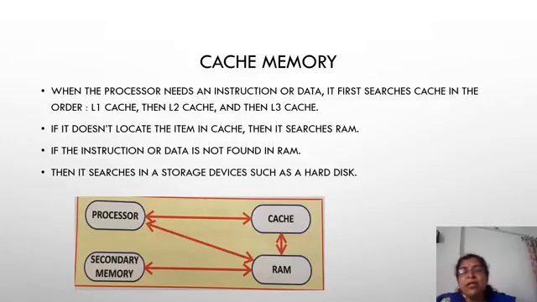Now, how does cache memory work? When the processor needs an instruction or data, it first searches cache in the order level 1, level 2, or level 3, whichever cache memory is there. If it doesn't locate the item in cache, then it searches RAM. If the instructions or data are not found in RAM, then it searches in storage devices such as the hard disk. But if it is available in the cache memory, it does not have to go and search in RAM or the hard disk. So right there the time gets saved.